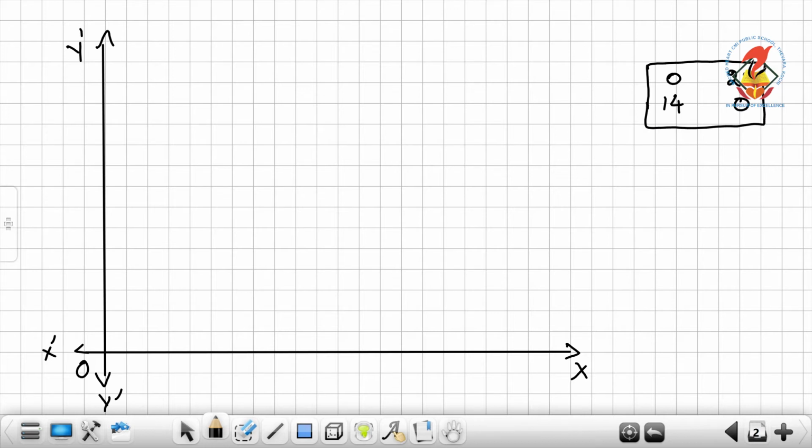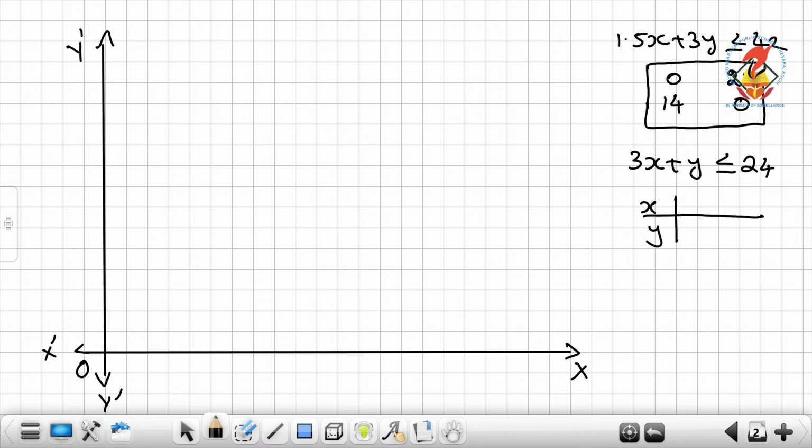The first equation is 1.5x plus 3y less than or equal to 42. And the second one is 3x plus y less than or equal to 24. So x and y: for the second, the points are 0, 24 and 8, 0.